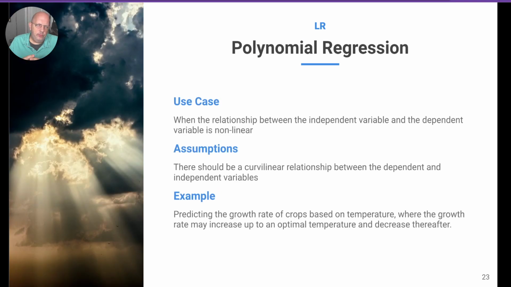Polynomial regression. Now I know Tableau does this one, I believe. Actually, let me check really quick. I'm pretty sure Tableau does this. It's used when the relationship between the independent variable and the dependent variable is nonlinear. It's a polynomial relationship. For example, predicting the growth rate of crops based on temperature, where the growth rate may increase up to an optimal temperature and decrease thereafter. Look, I should have a space here. Ooh, my slides are not doing good today. But I guess that makes sense.